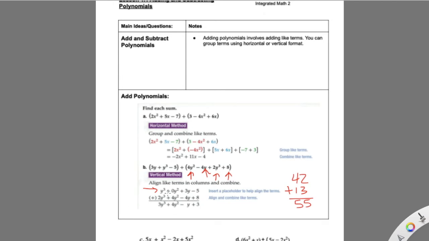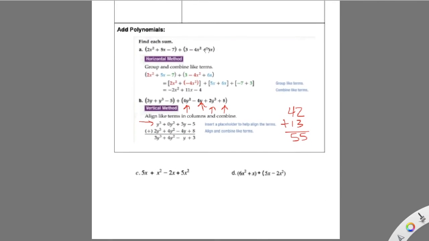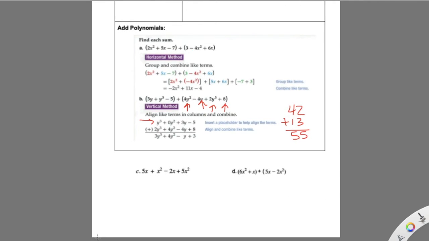And then y cubed plus 2y cubed. So remember, there's a 1 here. Whenever you don't see the number, it's a 1. So 1 plus 2 gives us 3. So it's just a different way of looking at the numbers. But either way is still very valid. It just depends on how you like viewing it. So we're going to practice the horizontal method on the first one. And then we will practice the vertical method on the second one here.